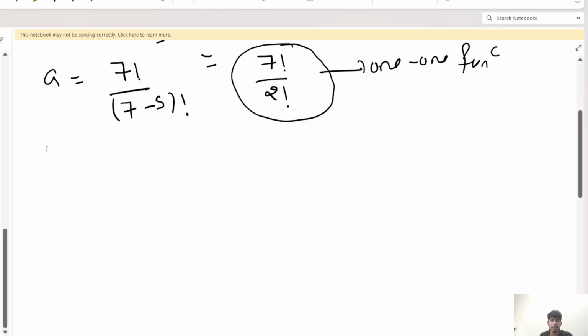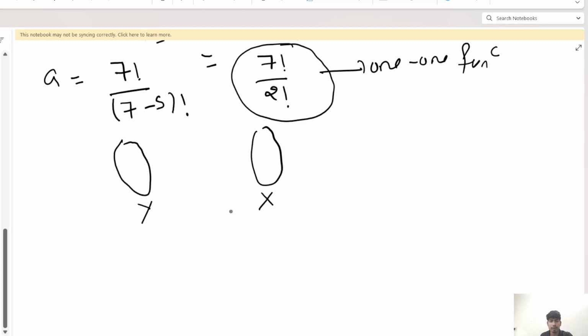Now what is our b value? b is the number of onto functions from y to x. This is y and this is x. y has cardinality 7 and x has cardinality 5. Then the number of onto functions b is: total functions, how many? 5 to the power 7.